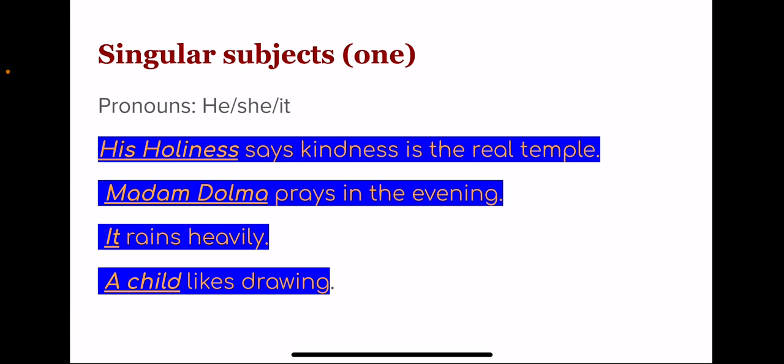Here, for example, a singular subject, as I said, means one. His Holiness says kindness is the real sample. Madame Dolma prays in the evening. It rains heavily. A child likes drawing. So the underlined words, like His Holiness, are a singular subject, so we use says after it. Madame Dolma is a singular subject, so we use prays in present tense. It rains. A child likes drawing.